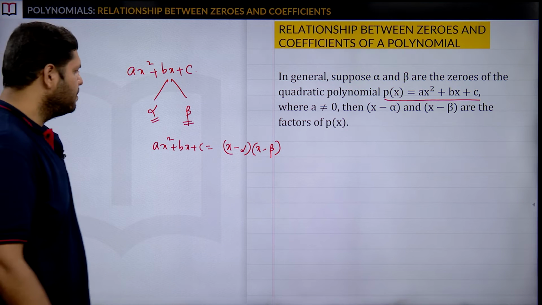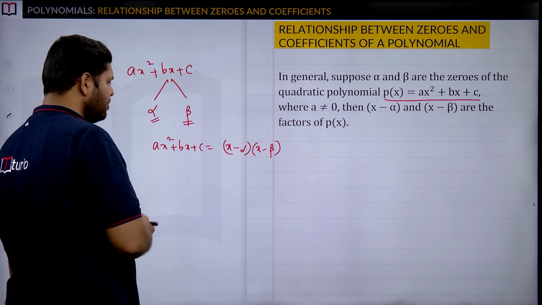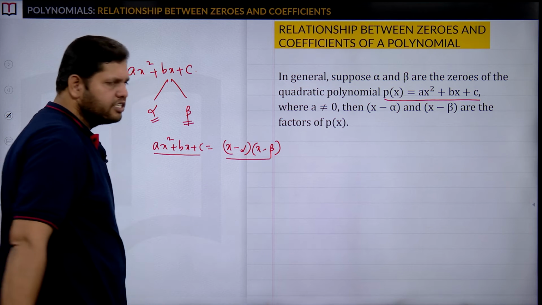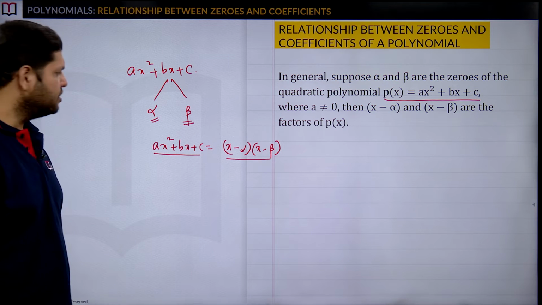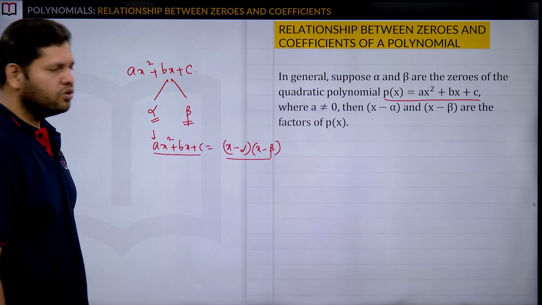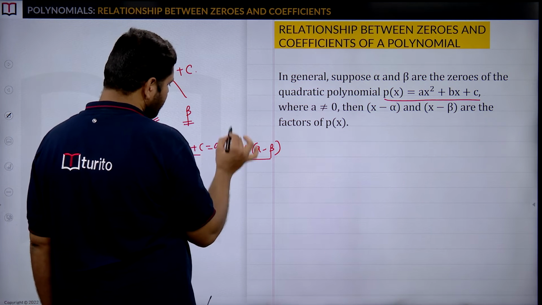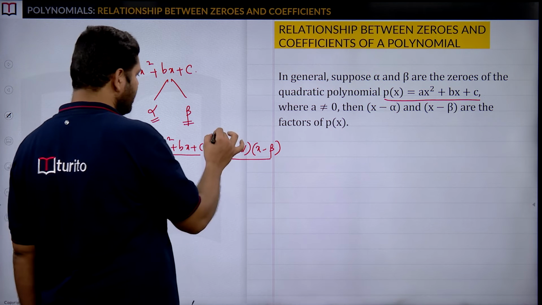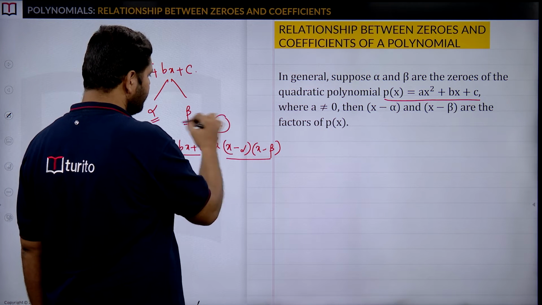Yes or no? Because alpha and beta are zeros of the polynomial, we can write the complete polynomial expression as x minus alpha into x minus beta. But children, here we are missing the x square coefficient. So I am writing here something as the x square coefficient. It can be a, or it can be some k also, any real number. So you can take k also.